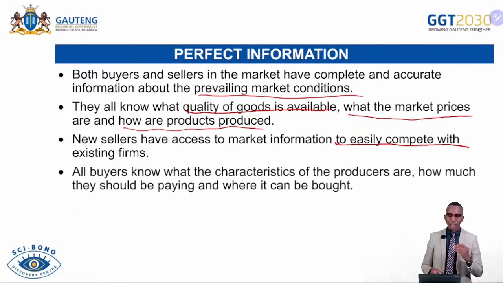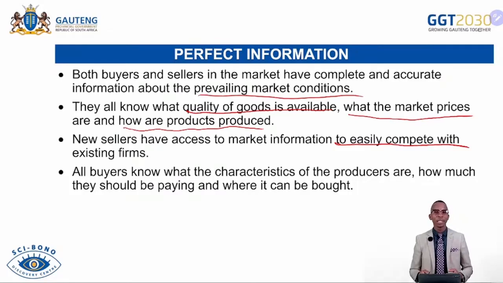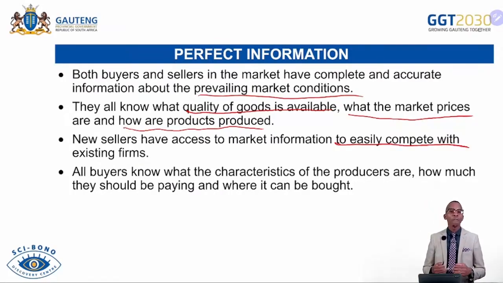All buyers know what the characteristics of the producers are, and then how much they should be paying and where they can find the product. They simply have that particular information. So it makes it easy for them to avoid wasting their financial resources as they want to buy the product.